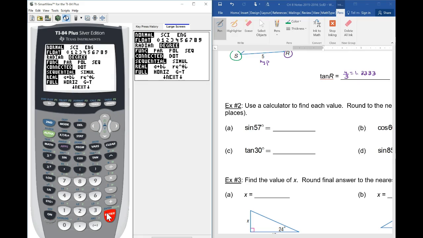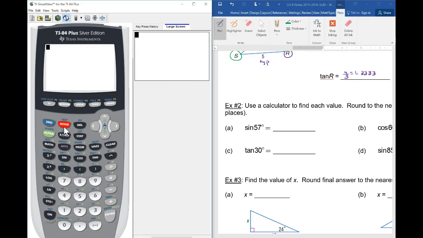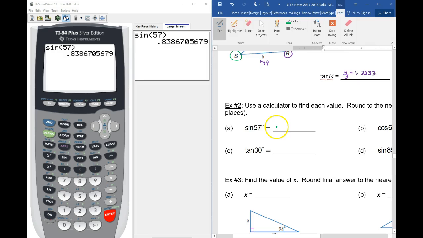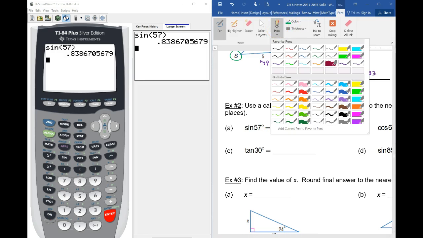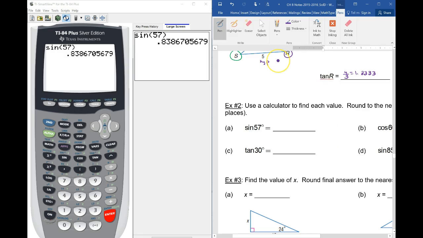All right, so I want you to put in sine 57 for this one. So sine and 57, close the parentheses, enter, and you should all get that number. So do it, and if you don't get that number, let me know. Did everybody get that one?